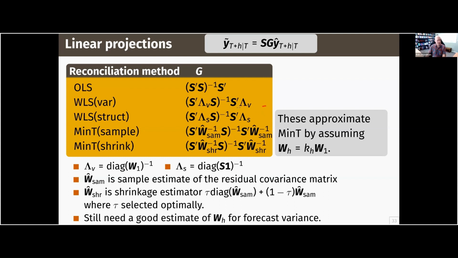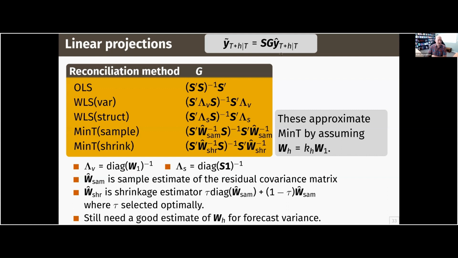Another diagonal matrix approach is this one, which we call WS structural, which basically just says if the bottom level series are all independent of each other and they all have the same forecast variance, then this is what you would get as the solution. So it simply turns into the structure of the problem, but it's assuming that they all have the same variance at the bottom level and that they're independent.